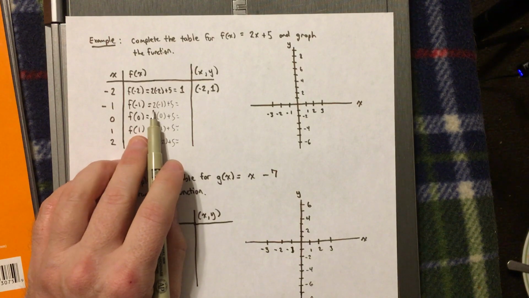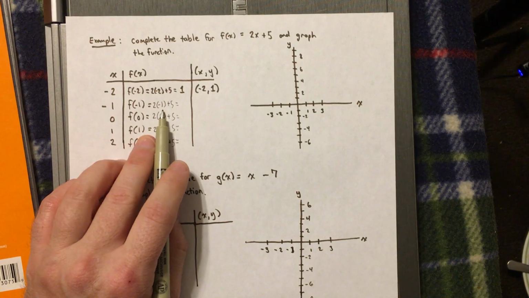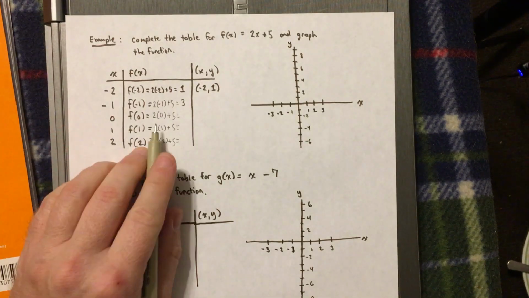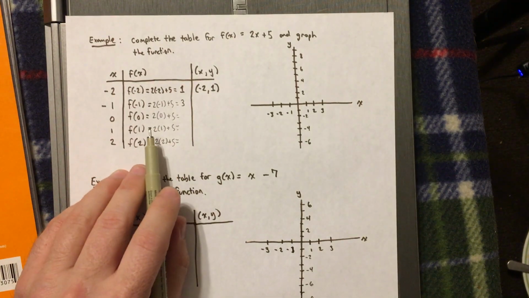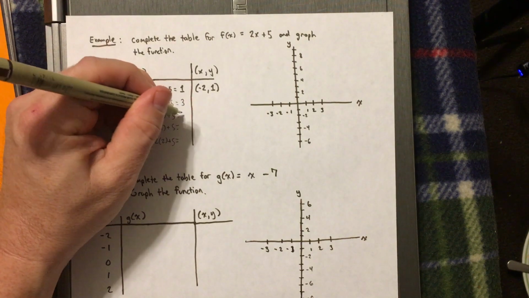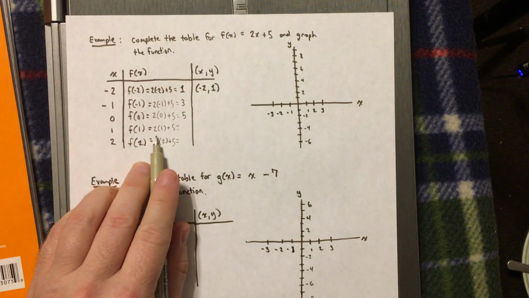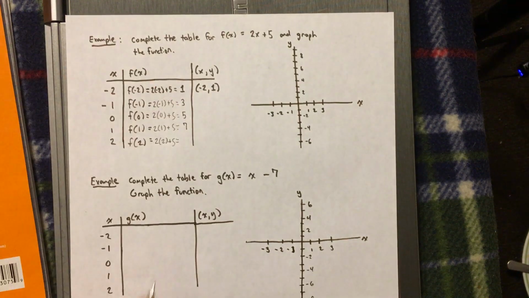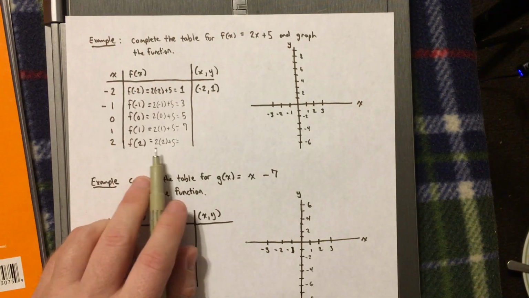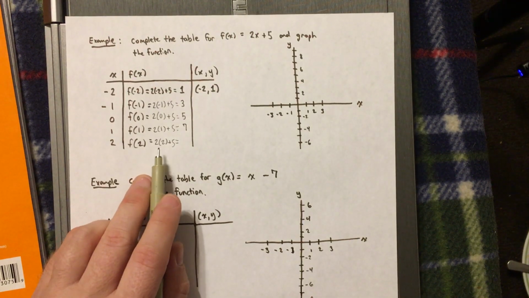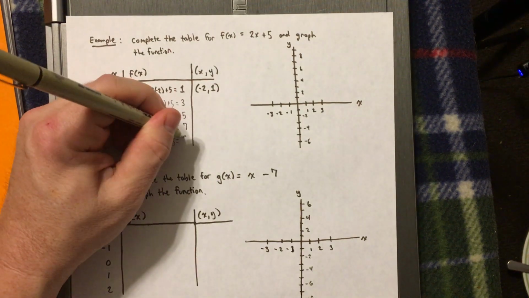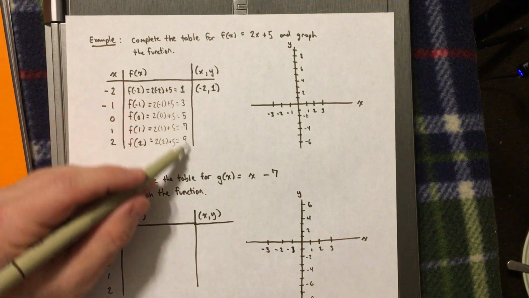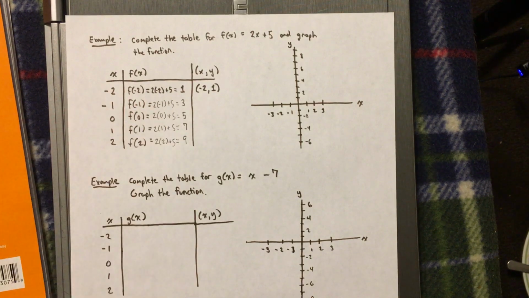So 2 times -1 is -2. -2 plus 5 is 3. And then 2 times 0 is 0. 0 plus 5 is 5. The next one, 2 times 1 is 2. 2 plus 5 is 7. And then f of 2 is 2 times 2, which is 4. 4 plus 5 is 9. So you'll probably notice that there is a pattern to these resulting outputs that I get.